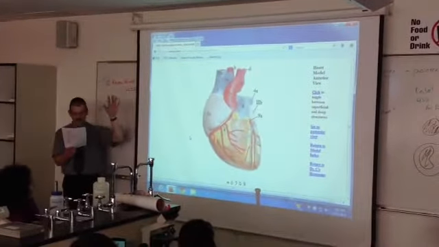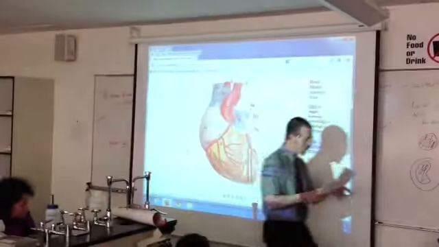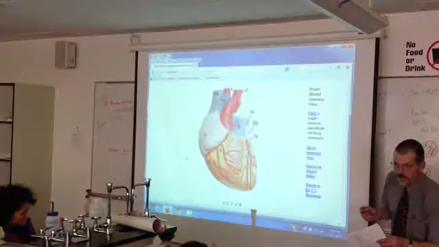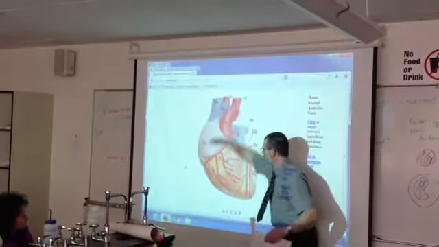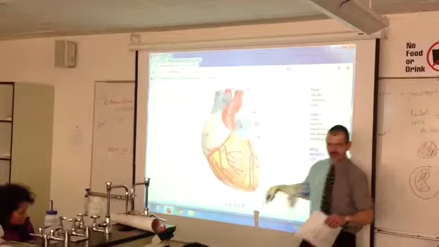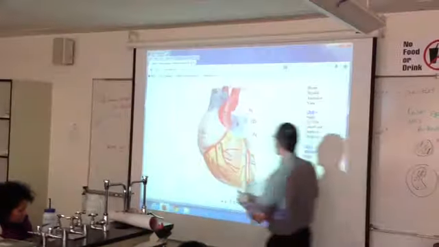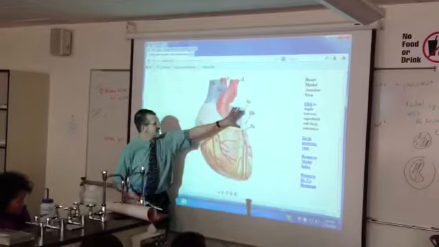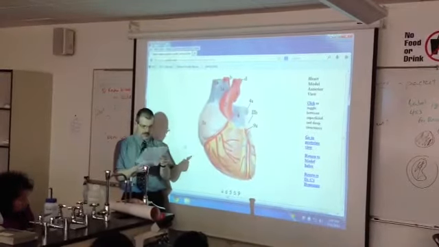But let's go through it. Pretend you got this right. Let's find some things. I said apex was here. Where's the base? The base is the top. It seems backwards, but this is a triangle. The base is the flat side, the top of the heart, where the veins and arteries come out. The plumbing is at the top. It's not as much a thing as a place.